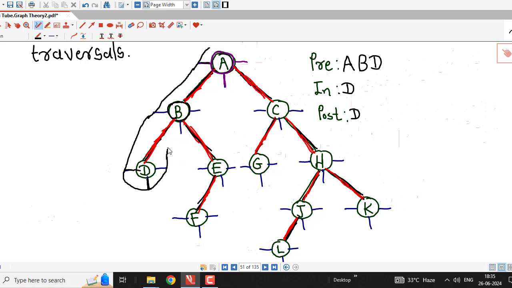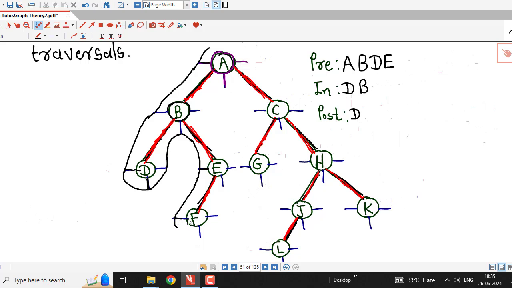Now we are going in this direction. So we can see for vertex B the line is in order. So I am writing vertex B in order. Now I am going in this direction. So this line is for pre-order for vertex E. Therefore I am writing capital E in pre-order, and I will continue in this way.